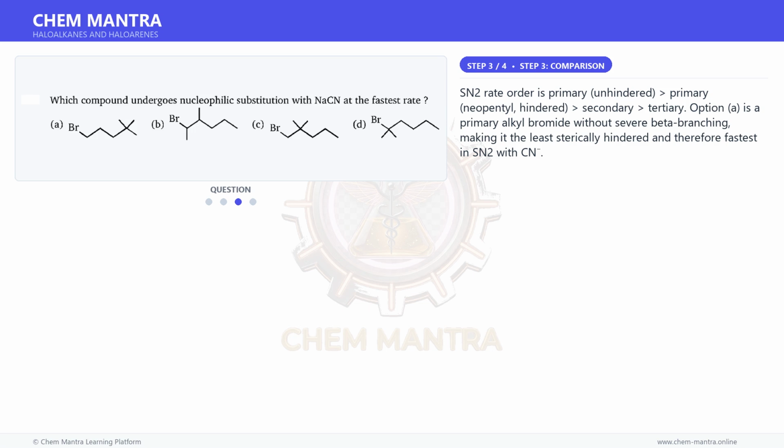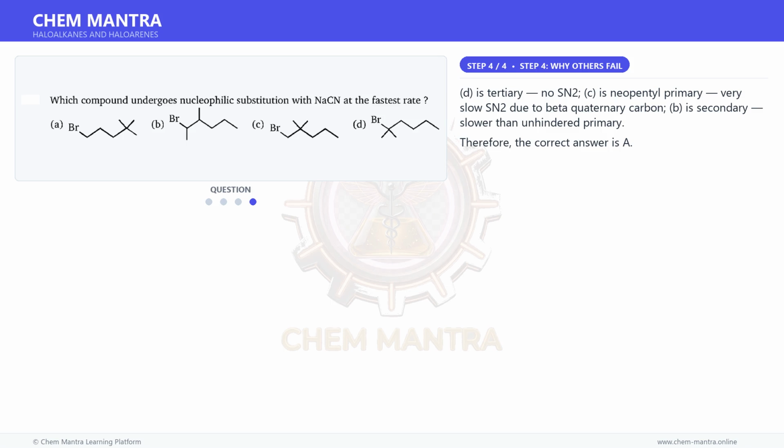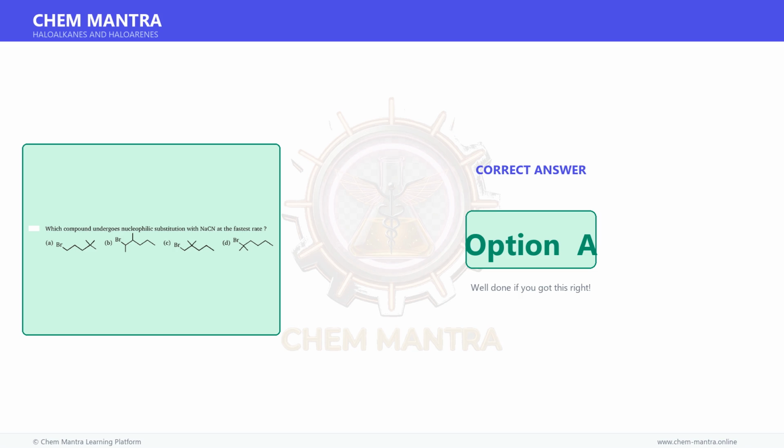And for the final step. D is tertiary, no SN2. C is neopentyl primary, very slow SN2 due to the beta quaternary carbon. B is secondary, slower than unhindered primary. Therefore, the correct answer is A. Therefore, the correct answer is option A.